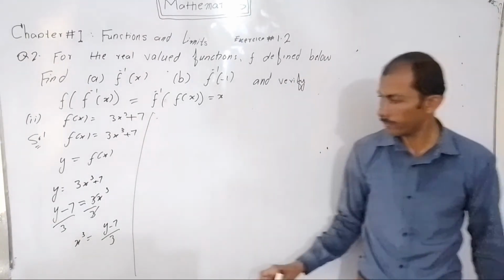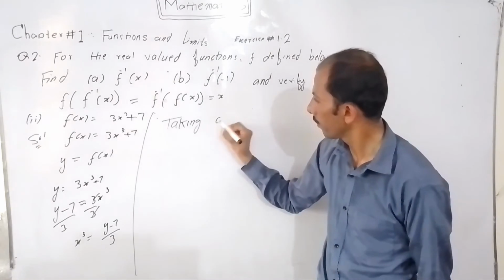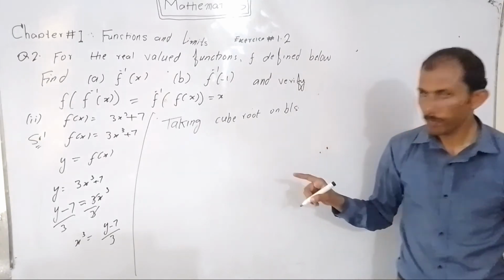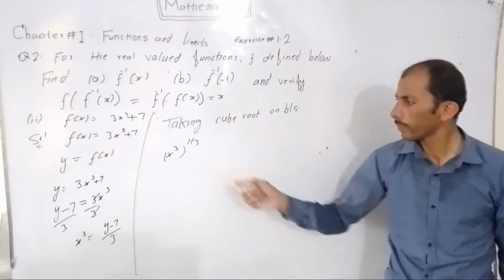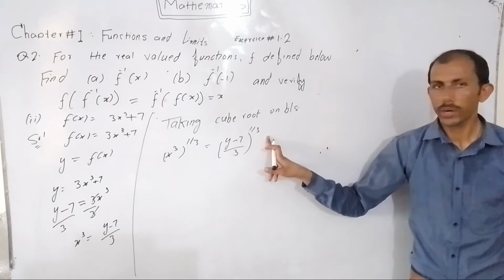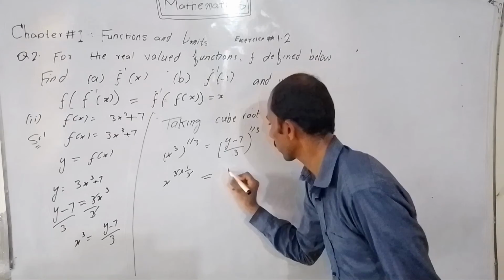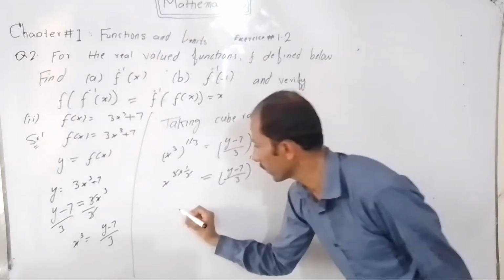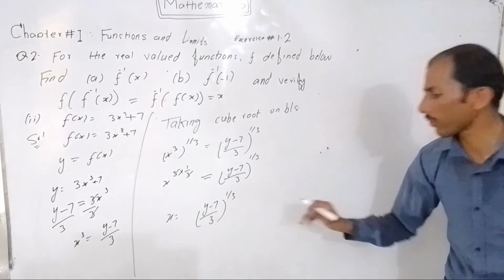Taking cube root on both sides. So x cube root, that is power 1 divided by 3, is equal to y minus 7 divided by 3 whole cube root. It means power 1 divided by 3. So x power 3 multiplied by 1 divided by 3, 3 cancels, is equal to y minus 7 divided by 3 whole cube root. So x is equal to y minus 7 divided by 3 whole cube root. It means power 1 divided by 3.